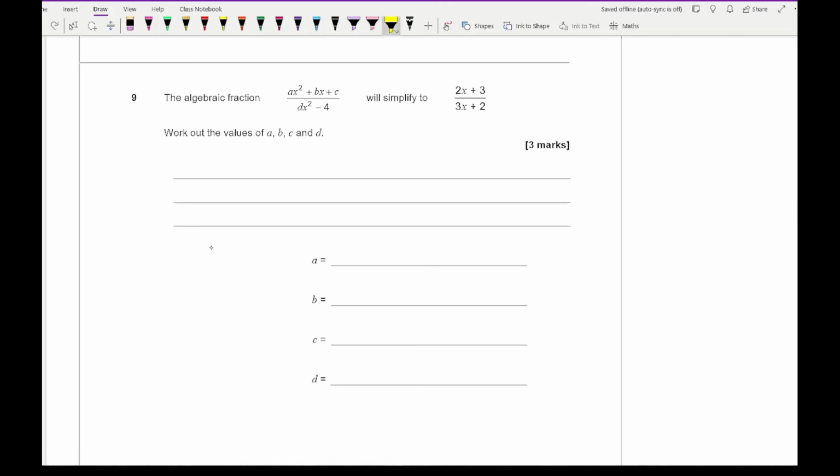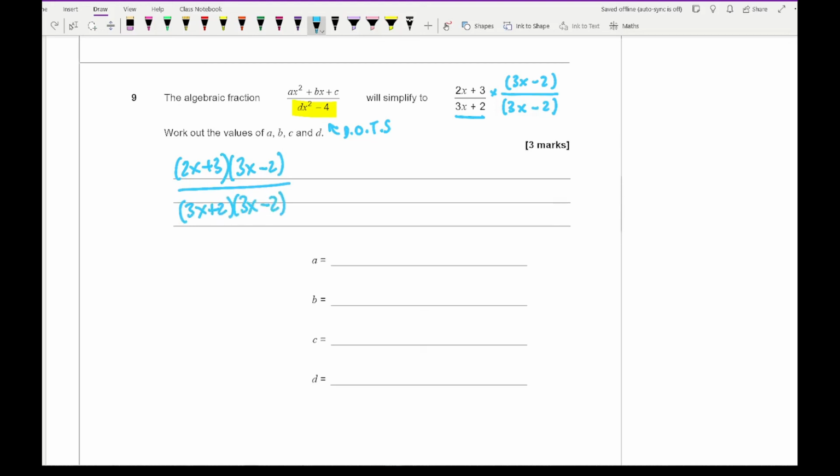Now, one thing we notice is that this here looks like a difference of 2 squares. So it looks like a squared minus b squared. Now, if this is one part of the brackets, then the second bracket has got to be the same denominator but reversing the sign. So what seems to have happened is that the answer has been multiplied by 3x minus 2 over 3x minus 2. So what I've then got is 2x plus 3 and then 3x minus 2 over 3x plus 2 and 3x minus 2.